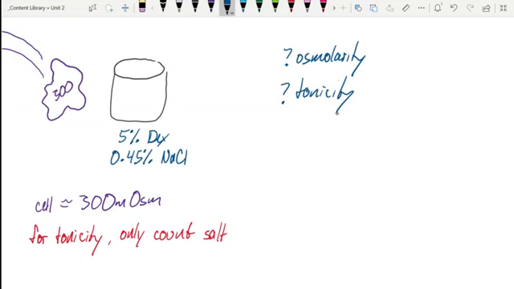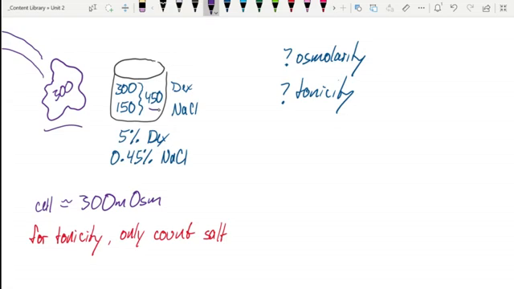Well, for osmolarity, remember, it's just concentrations. And because it's osmoles, we're going to add up all the stuff that's in there. So let's start with the dextrose. We know the dextrose is a 5% dextrose. That's going to be 300, right? This is for the dextrose. For the salt, 0.9 was 300. 0.45 is half of that. So for the salt, we've got half of 300, which is 150. The total sum of that gives us 450 milliosmoles per liter. The cell, if you recall, is at 300.